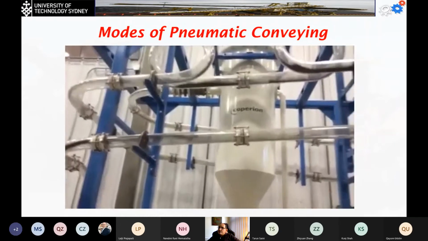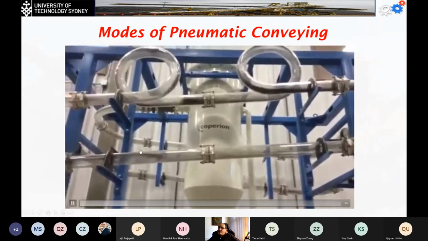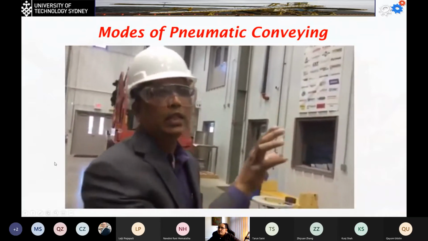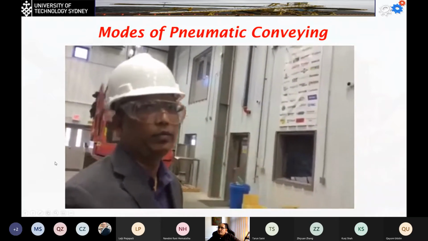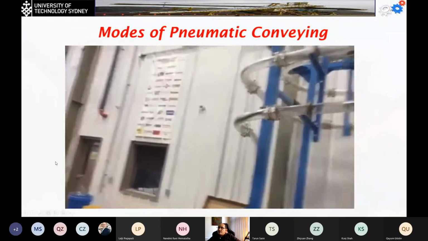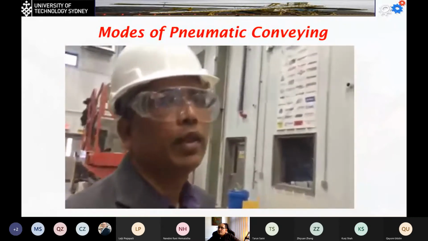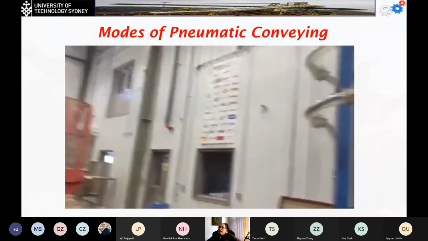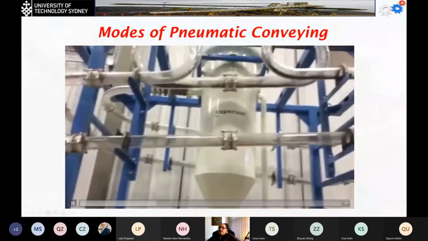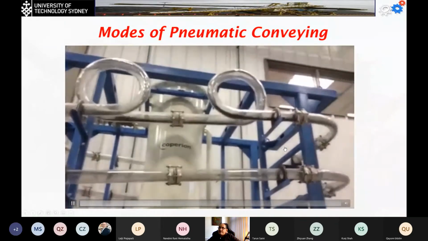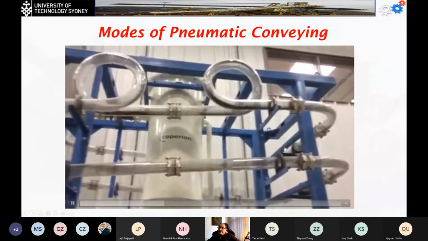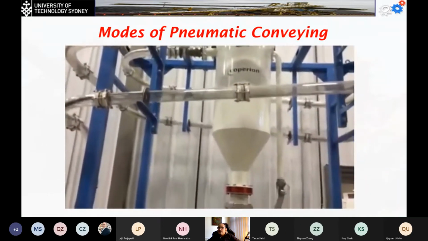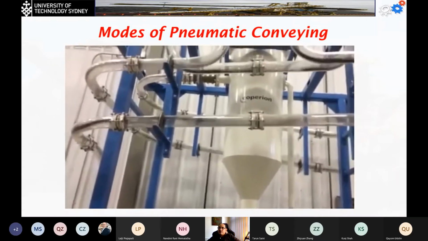You can see that the material here is flowing as a dilute system. This is dilute phase. It's using high velocity air and low material feed. I think the next step is that he's going to change that by increasing the material and reducing the flow velocity.